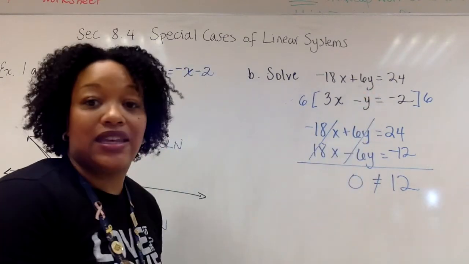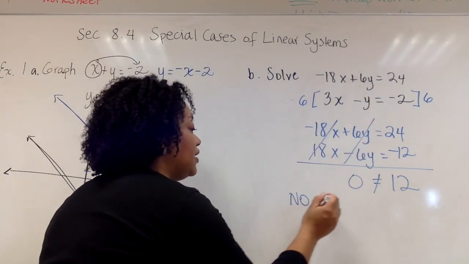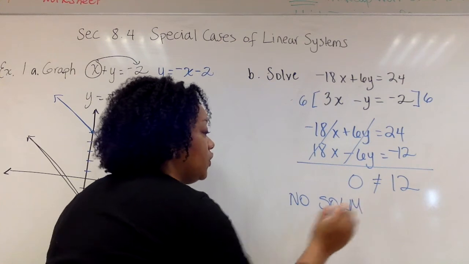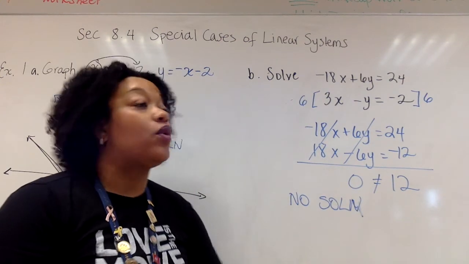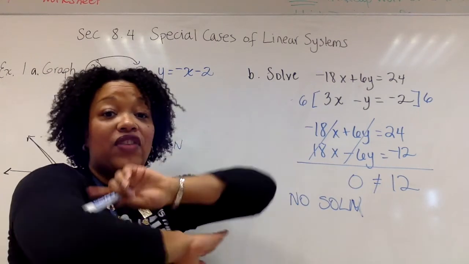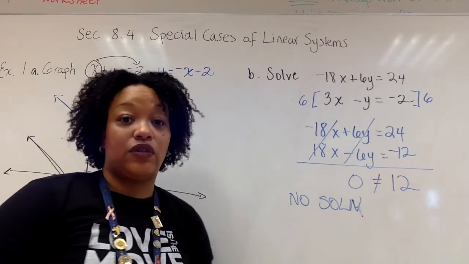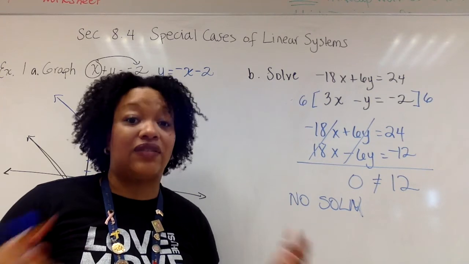This is how you will recognize your inconsistent system when you are using elimination. The same thing would happen with substitution. So when all your variables go away, they all cancel out, you have a no solution. Easy, just got to recognize it.